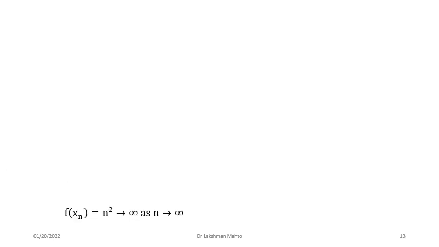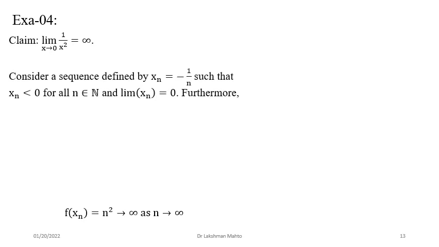Okay, so that thing we will see here. I am taking a few examples. First, if you take the function 1 by x square, then we are claiming that when x is approaching 0, the limit of this function is equal to infinity. So how can we find it?